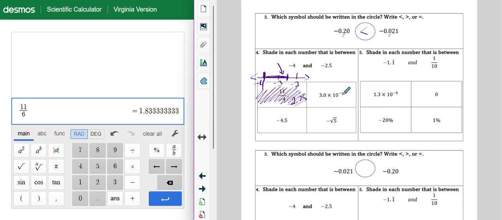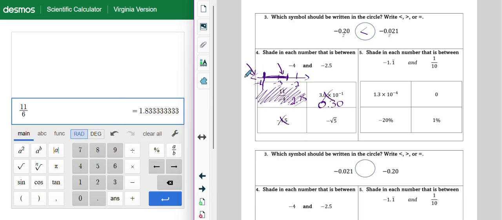Remember, this is instructions on where to move the decimal point. It's moving back one spot. It doesn't change it into a negative. It makes it into, oops, I almost wrote negative. Changes into 0.30. That's a positive number. It can't be squeezed in between two negatives. That one's out. Negative 4.5 would be just to the left of negative 4, so that one's out.